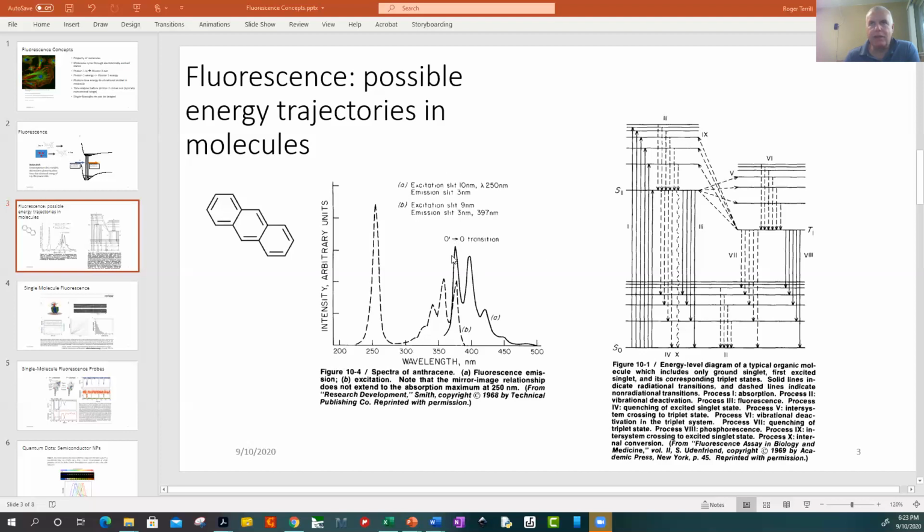Can you guys read this? There are like 400, 390 something. Okay, so that would be about this wavelength here, right? The other option is 250, right? Either 400 or 250 nanometers was the excitation to produce this emission.